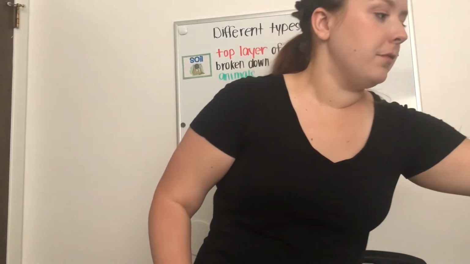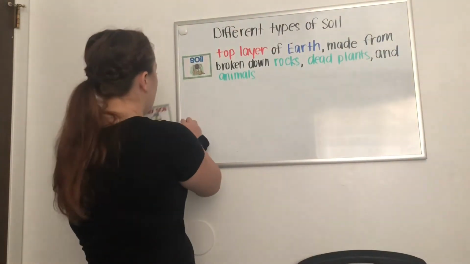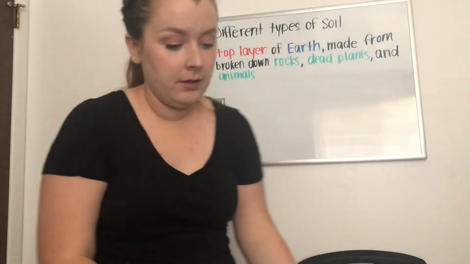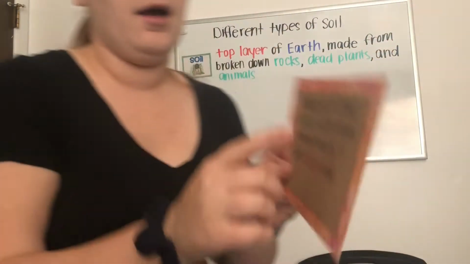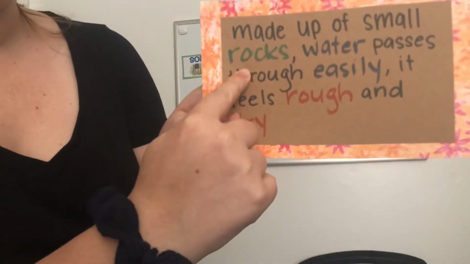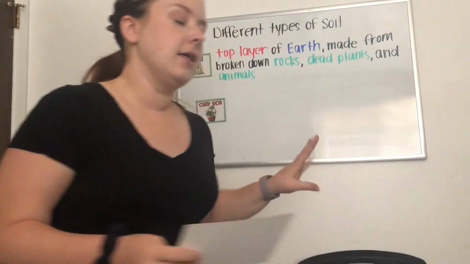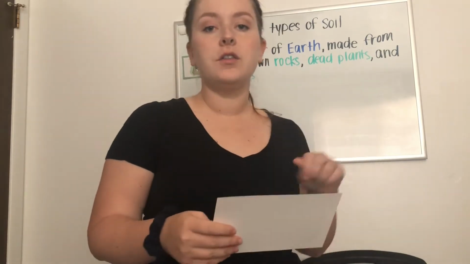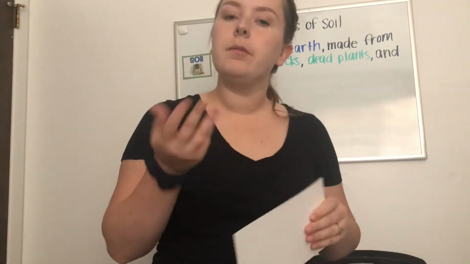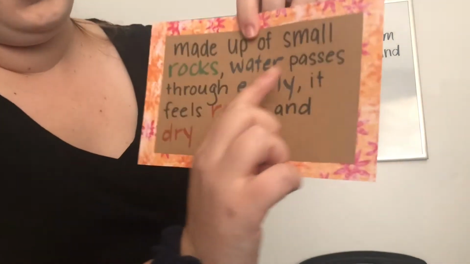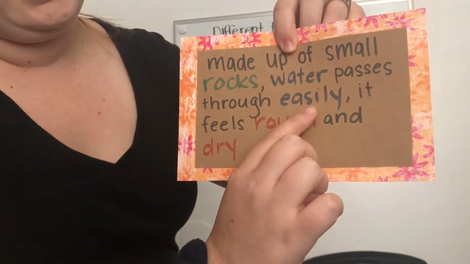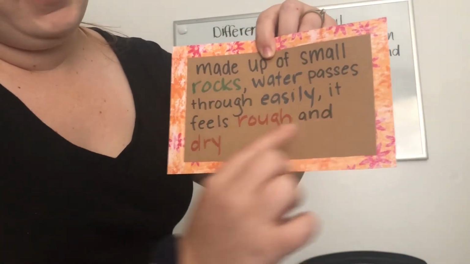Our next type of soil is called sandy soil. And sandy soil is made up of small rocks. So clay has really fine rocks. This one also has really small rocks, but they're a little bit bigger than clay. Water passes through easily and it feels rough and dry.